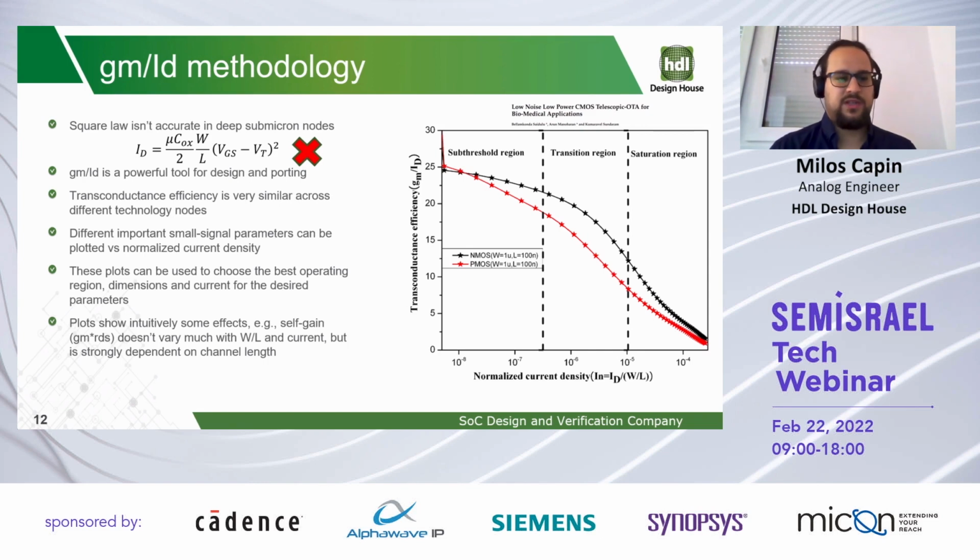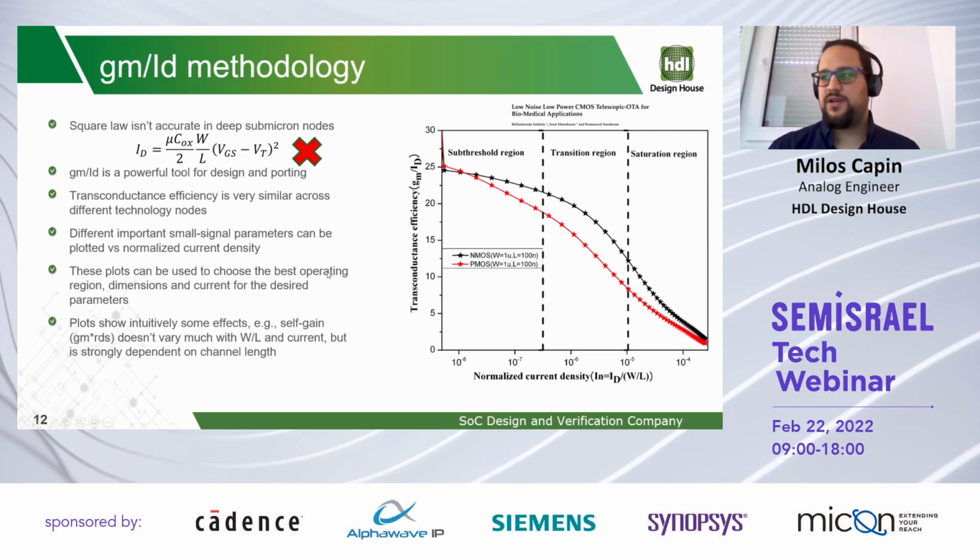However, there is a very useful methodology called the gm over ID. And what's very interesting is that transconductance efficiency is very similar across different technology nodes, which means gm over ID parameter doesn't vary much across different process nodes. And we can use these plots, and we can plot other small signal parameters like self-gain or transition frequency or anything like that, and use these plots as a guideline to, let's say we want self-gain to be 40 decibels, we want transition frequency to be 100 megahertz. We can use these plots to find which dimensions we need and what currents we need to have in order to drive the transistor to achieve those parameters.